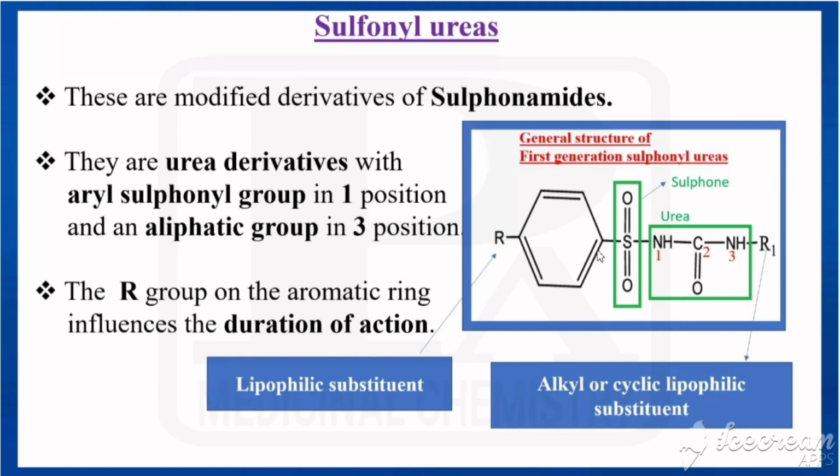So what is the structure for sulphonyl urea? General structure: it is a urea derivative, so it has urea. First nitrogen is connected with a sulphone. That sulphone is connected with one aromatic ring, and that one has a substitution. And the third nitrogen of urea has one substitution, that may be alkyl or cyclic. Both the substituents would be lipophilic. This is responsible for duration of action.